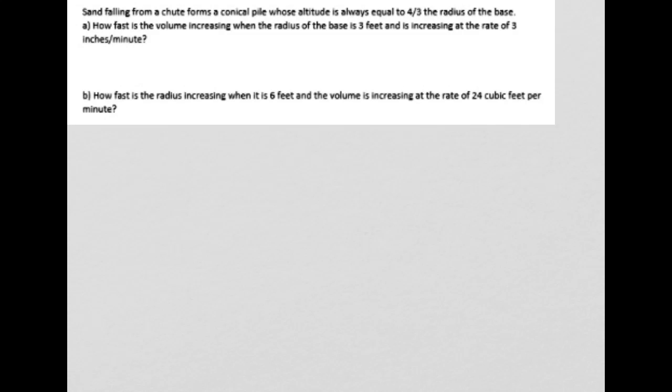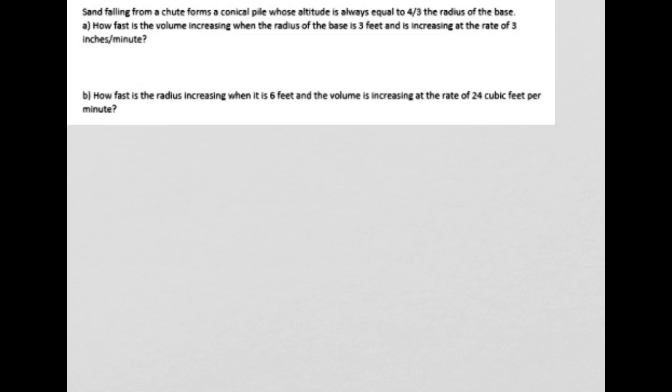This related rates problem: sand falling from a chute into a conical pile. The altitude, I read altitude as height, so the height of the pile is always equal to 4/3 the radius of the base. It asks me two questions. First, how fast is the volume increasing, and it tells me how the radius is increasing. Then they give me the radius, and they tell me how the volume is increasing, and they ask me how fast the radius is increasing.